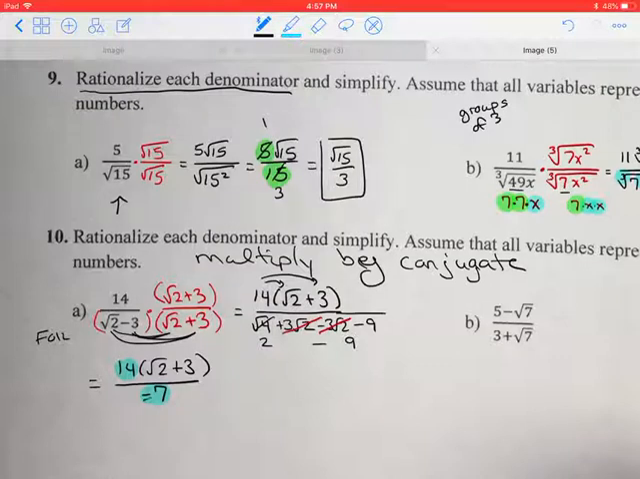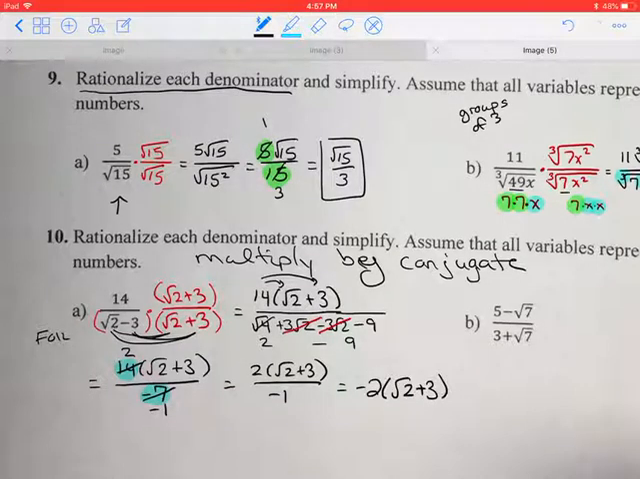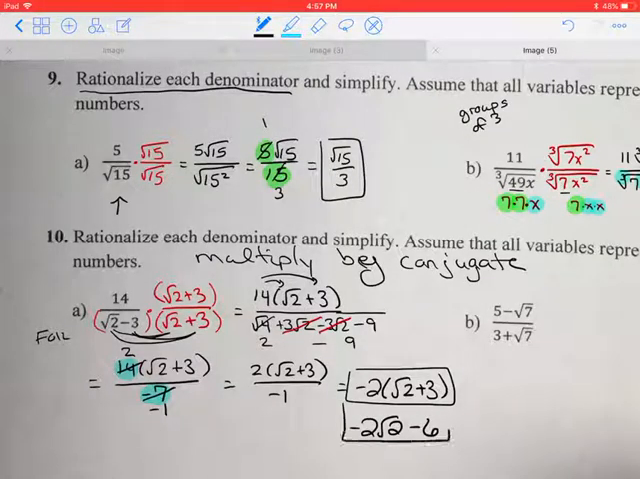So now I can reduce. 7 goes into 7 one time, so that leaves me negative 1. 7 goes into 14 two times. Now this is not considered fully simplified, because the bottom is just a negative 1, I can pull that negative up, and that becomes negative 2 times 2 plus the square root of 3, and then I don't have to write the denominator. So this is an acceptable answer, or I can distribute and get negative 2 square roots of 2 minus 6.